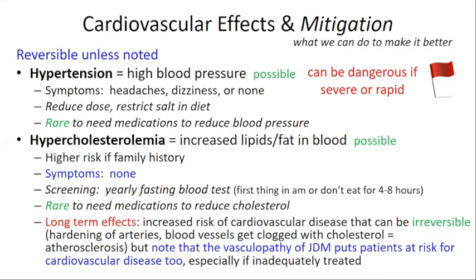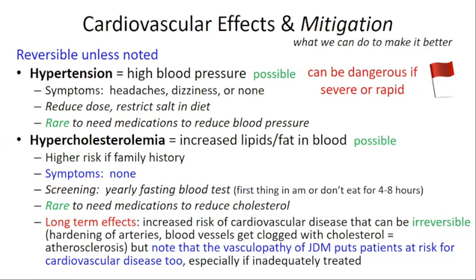Another thing that steroids can do is cause cholesterol, or fats, or lipids, all kind of the same thing, in the blood to increase. There's a higher risk if there's a family history. So many physicians will check blood tests every year to look for elevations in cholesterol. It's unusual to need medicines to reduce this, but these can cause long-term side effects, such as hardening of the arteries, or blood vessels getting clogged with cholesterol, that can be irreversible.